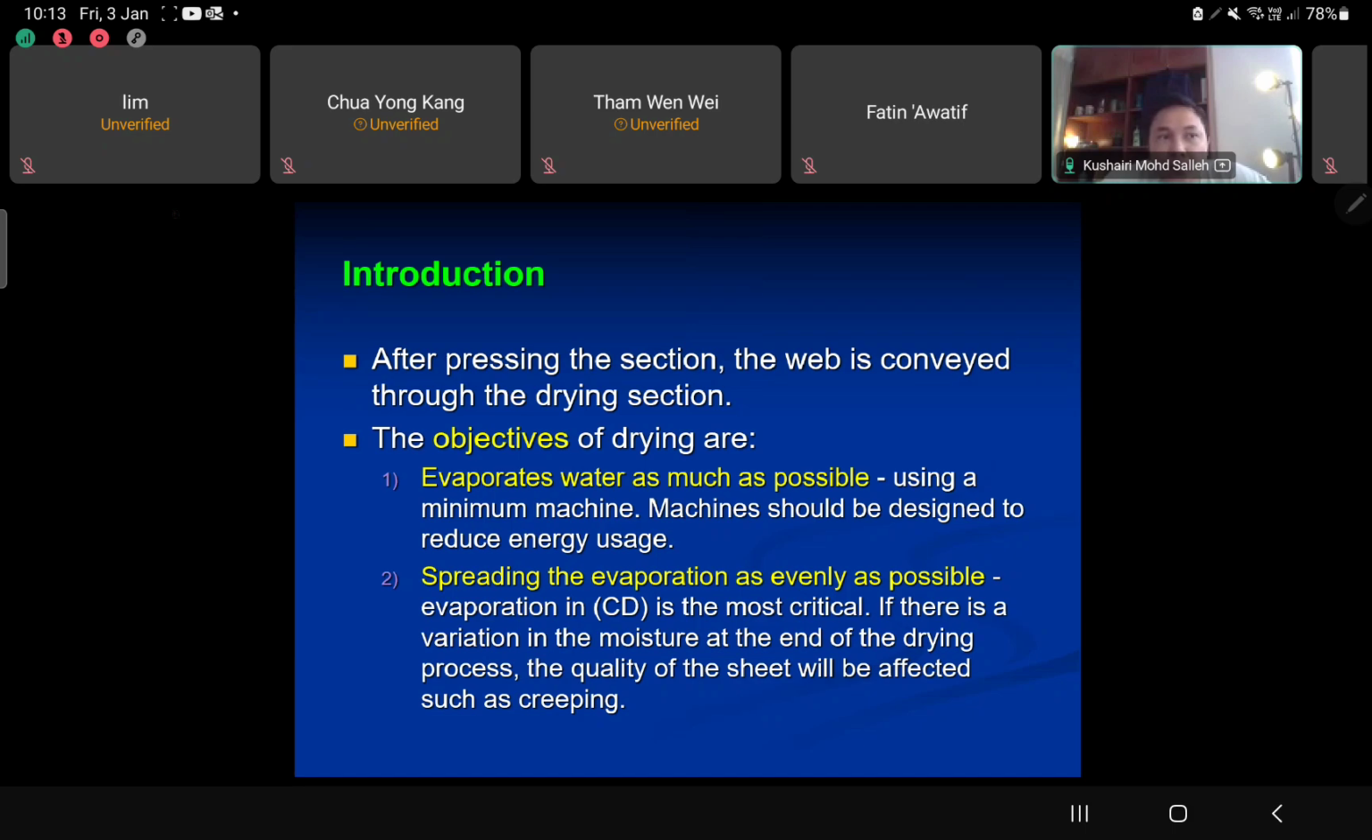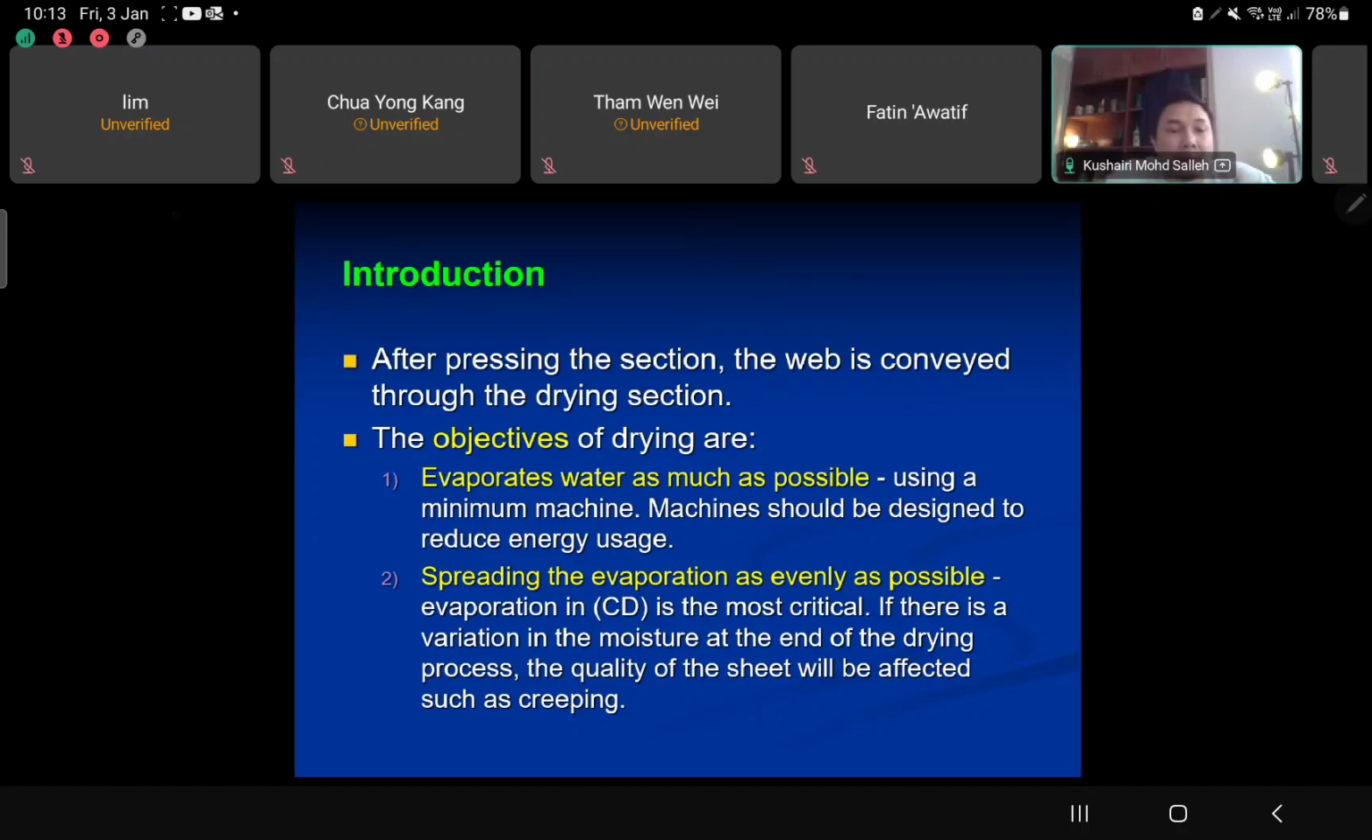So in order for us to control all of this quality and also to control this continuous process in the approach flow system, we need to understand what actually happened in every section. There are two main objectives of the drying. Since this is drying, the very first objective is to evaporate water as much as possible. In the pressing, we want to remove the water as much as possible and then to consolidate the web. Why can we consolidate the web? Because we are pressing, so we consolidate the web.